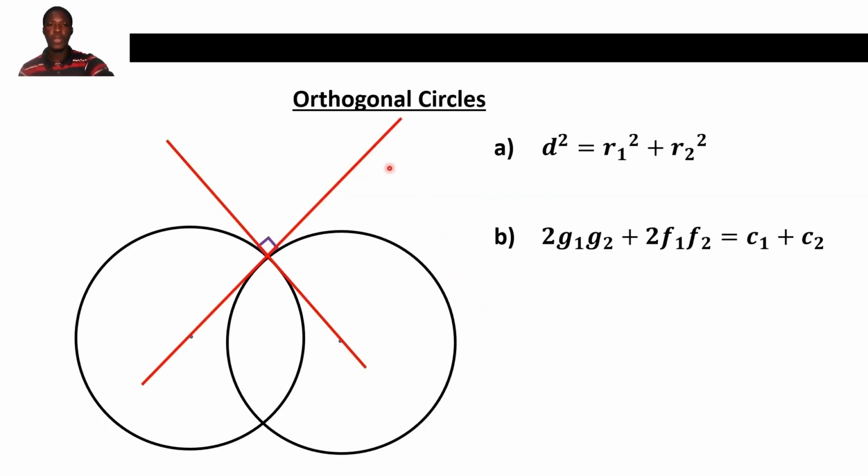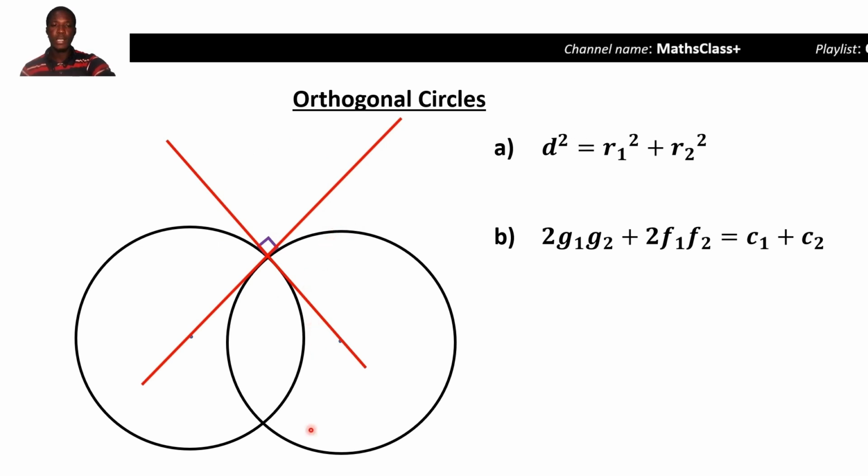Now we look at orthogonal circles. When two circles meet such that the tangents of each of the circles at the point of contact, that is the point where the two circles meet, meet perpendicularly, then the two circles are said to be orthogonal circles.